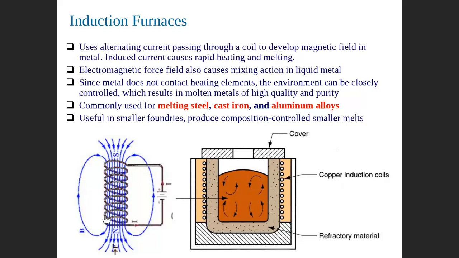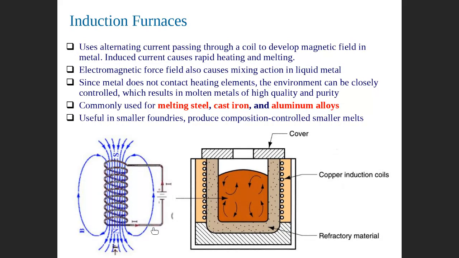If you have a coil like this and you circulate electricity in the coil, then a field, an induction current field, will be created, as you can see here. This induction current will excite the atoms in the raw material. This is the raw material.